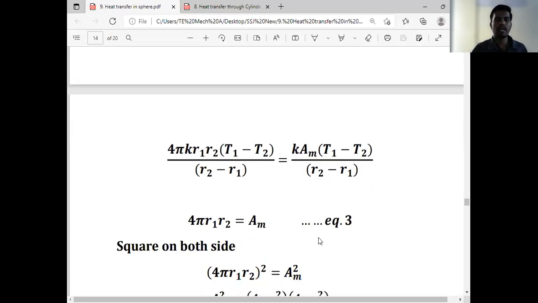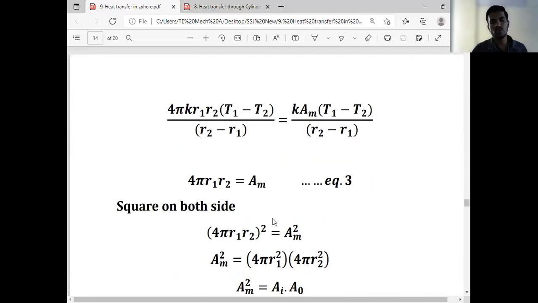Okay, next step, take the square on both sides. We want to simplify, so that's why we are taking this square. By taking the square on both sides, what is the equation? AM square is equal to (4 pi R1 R2) square. How do we write this? 4 pi R1 square into 4 pi R2 square. See whether we can write it like this. Instead of (4 pi R1 R2) square we have written 4 pi R1 square into 4 pi R2 square. Meaning it remains the same.